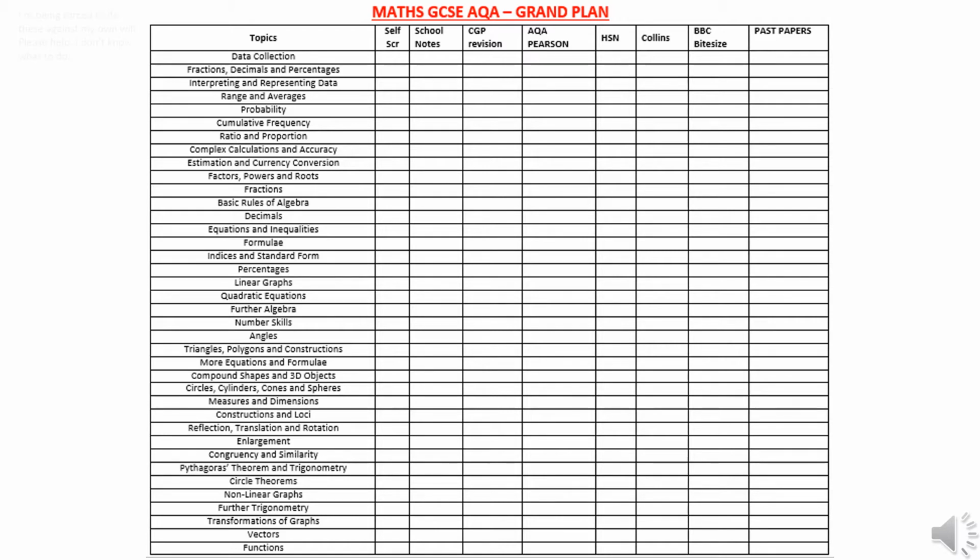Once you've completed a topic in school, feel free to write in a number between 1 and 9 in the self-score column corresponding to what grade you think you would get if you had a test on that topic.